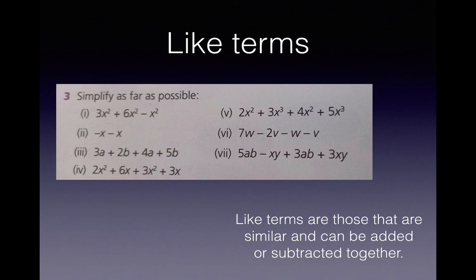All right, the next one, a little bit more complicated. 5ab minus xy plus 3ab plus 3xy. So there are 2 different terms here. There's the ab term and there's the xy term. AB I'm going to call awesome bananas. XY are xylophones that are yellow for me. So 5 awesome bananas minus 1 xylophone that's yellow plus 3 awesome bananas plus 3 xylophones that are yellow.